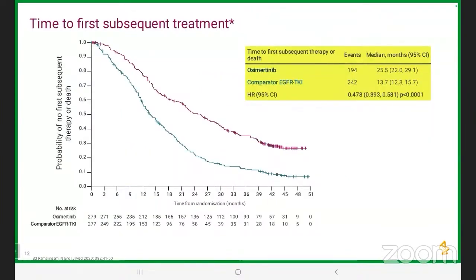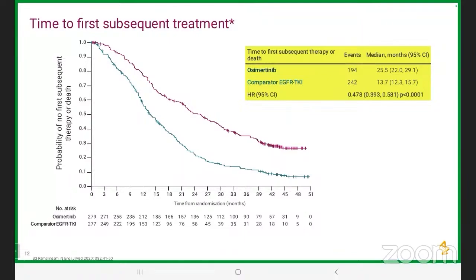Another thing is, we always knew that the crossover was allowed. So once a patient progresses on one sort of therapy, what was the time to starting of the subsequent treatment? Either it can be intolerance or it can be progression. So time to first subsequent treatment, that is the second treatment, was 25.5 months in osimertinib. That was more than 2 years. And in the comparator arm, it was 13.7 months. And again, the hazard ratio was 0.47. And this again was statistically significant.